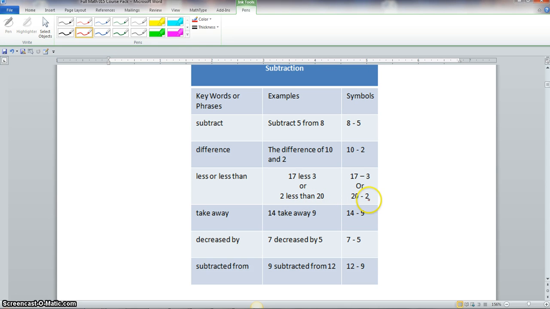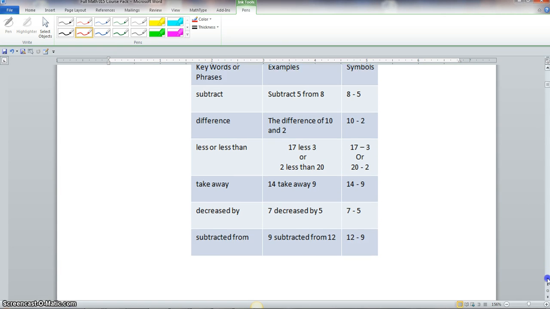That's 20 minus 2. Now we add take away. 14 take away 9 is 14 minus 9. 7 decreased by 5 is 7 minus 5. And 9 subtracted from 12 is 12 minus 9. So if you notice, the 12 went first and 9 is subtracted from it, so it's 12 minus 9.